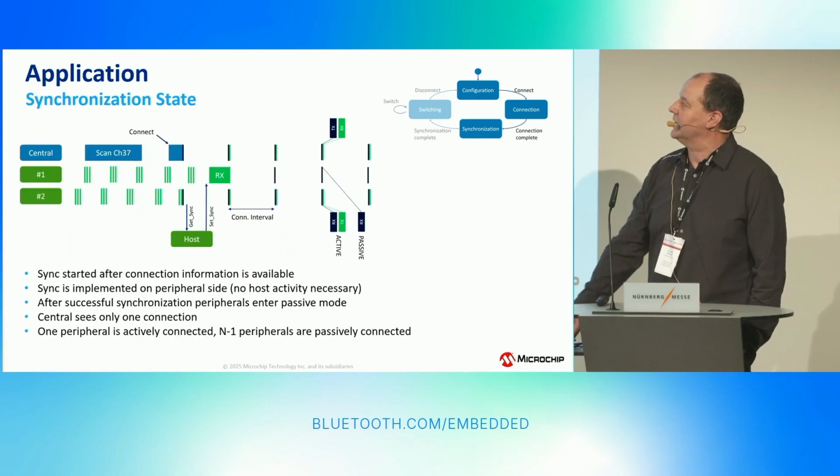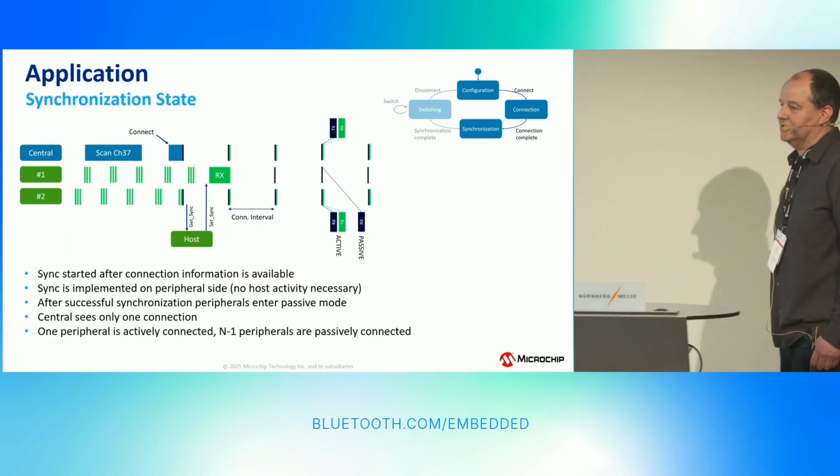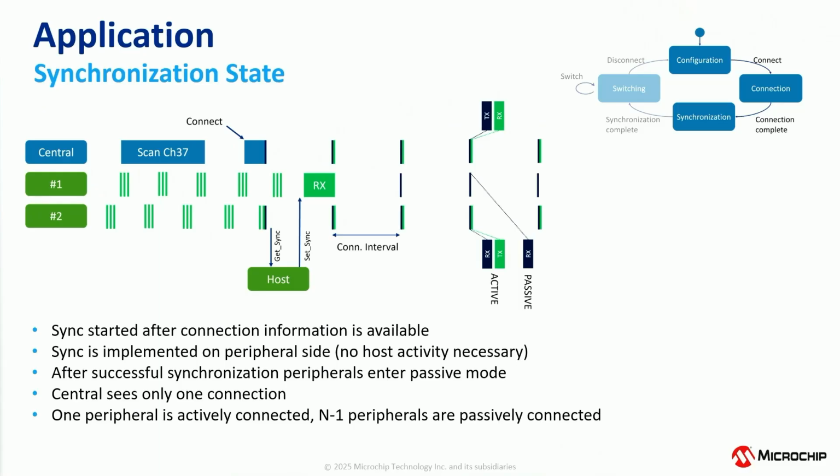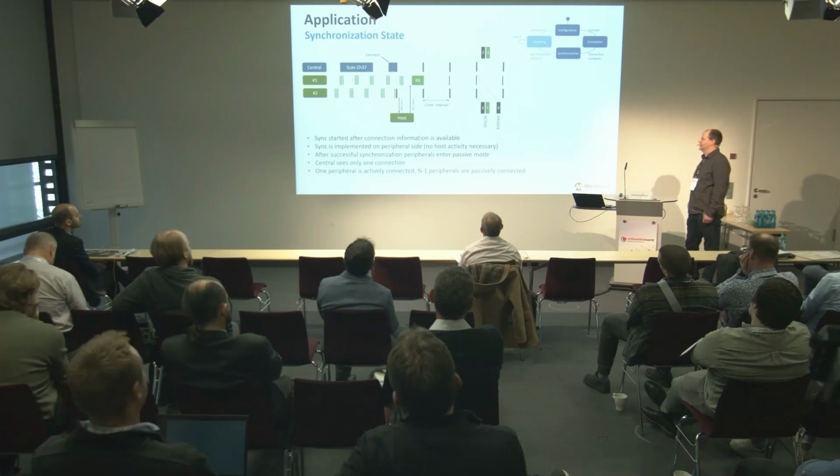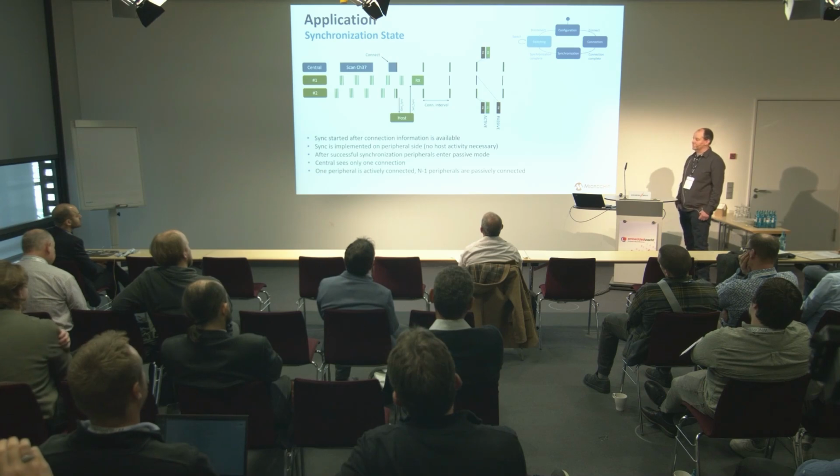So now we have in the synchronization state the 2 peripherals, and the synchronization is started after connection information is available on all nodes. The synchronization task itself is implemented on the peripherals only, so we have no additional host activity.